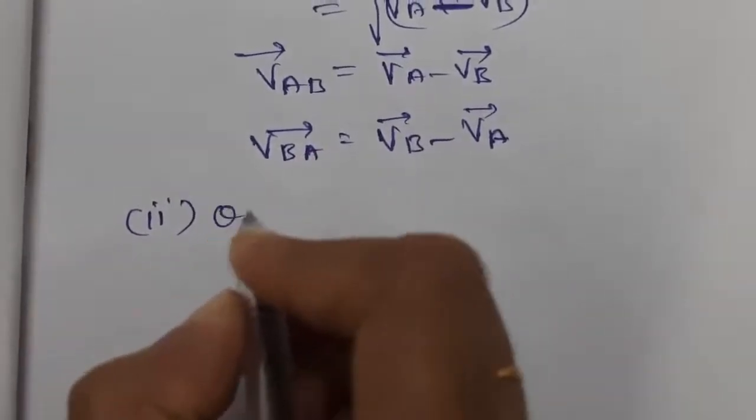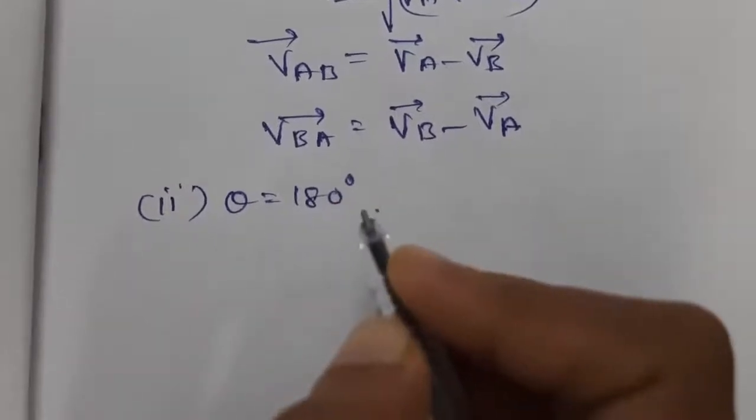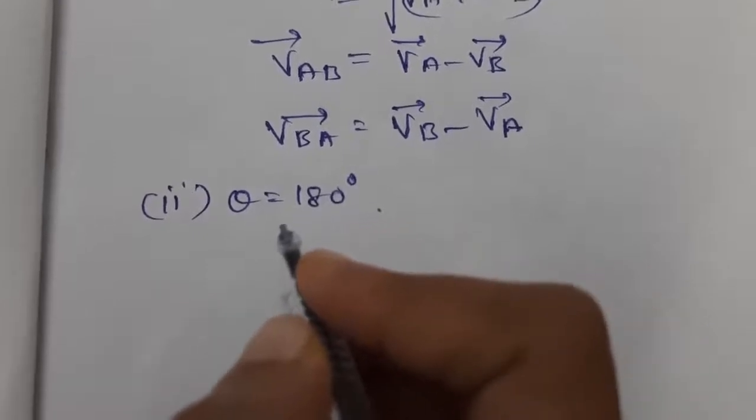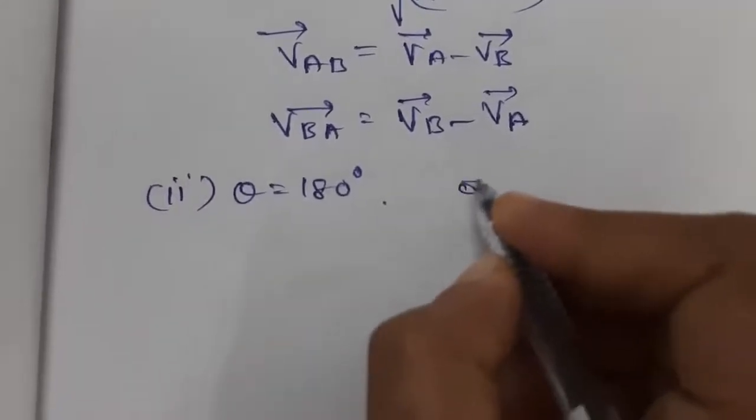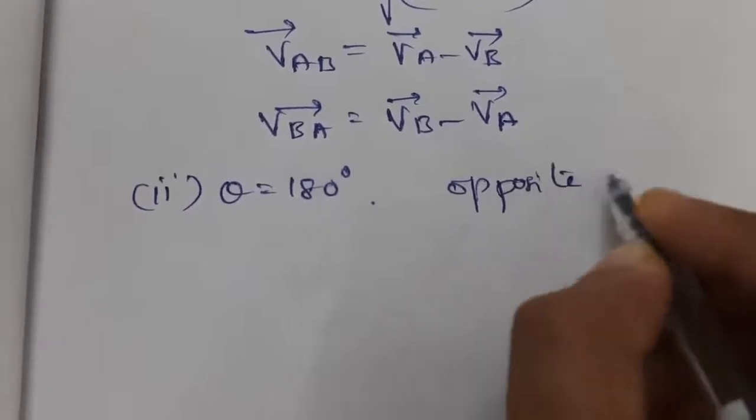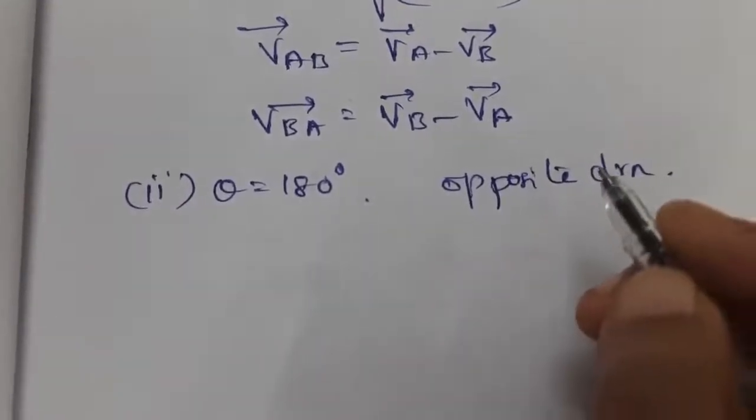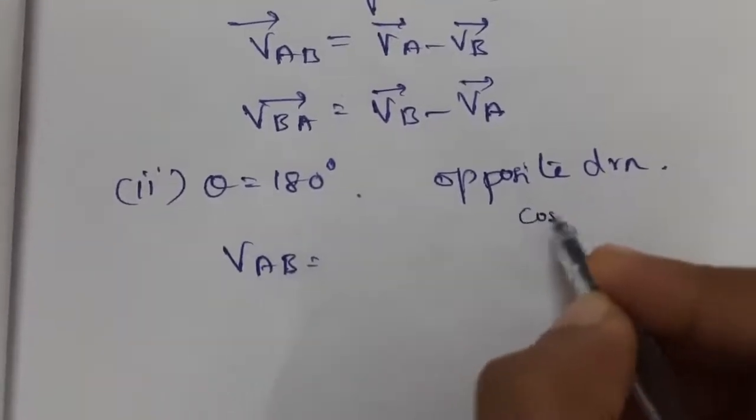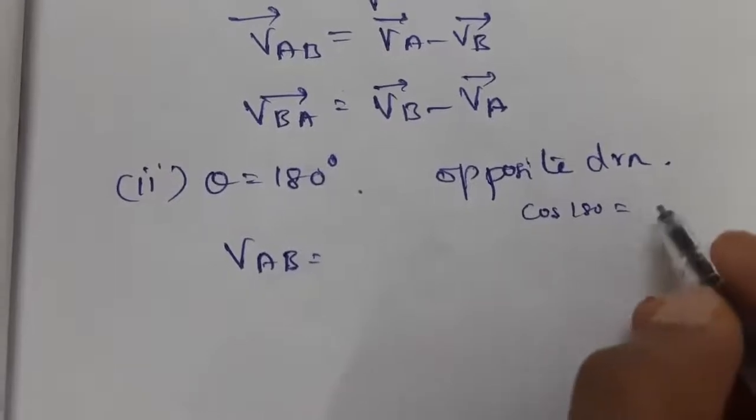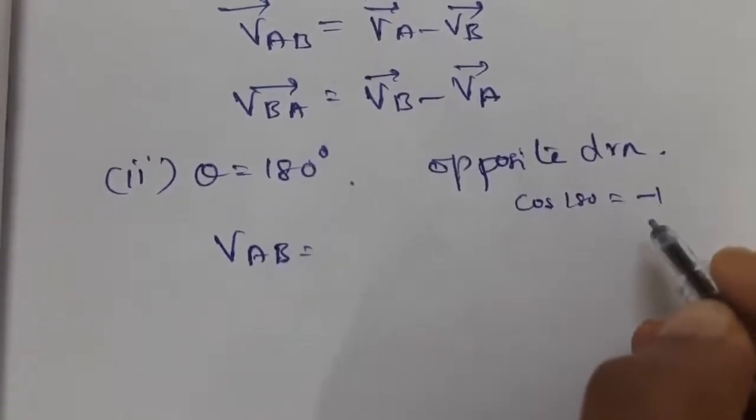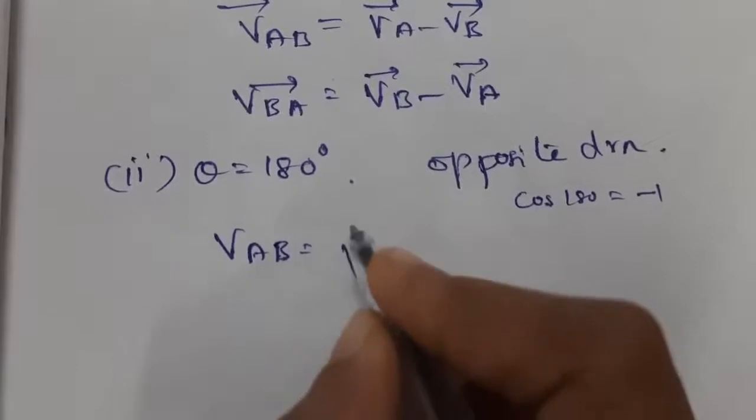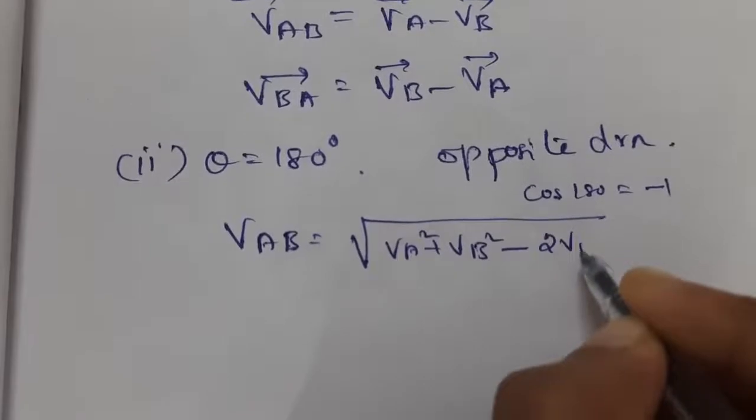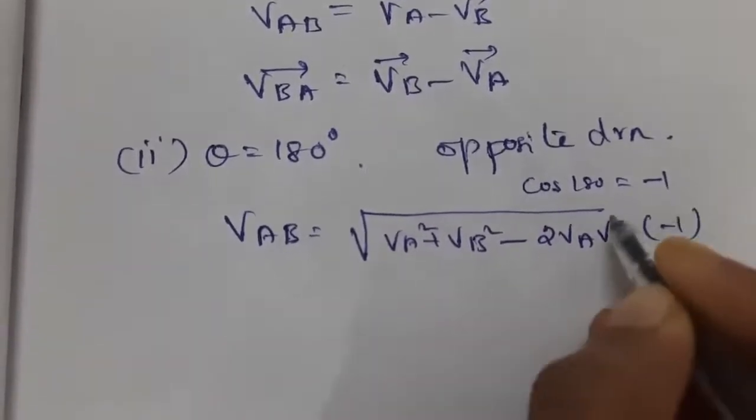When theta is equal to 180 degree, that is, the body is moving in the opposite direction. So we have VAB is equal to, what is cos 180? Cos 180 is minus 1. So when you are substituting here, VAB is equal to root of VA square plus VB square minus 2 VA VB into cos 180, which is minus 1.